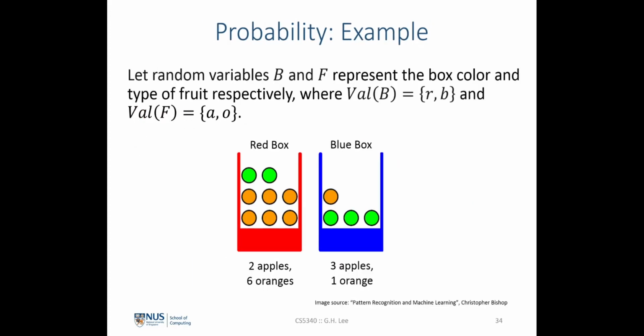Now let's look at a simple example to illustrate the use of the rules that we have seen earlier. Let the random variables b and f represent the box color and the fruit type. We are given two boxes, and we use b to represent the box color, which could be either a red box or a blue box. The type of fruit contained in the respective box is denoted by the random variable f, whose values could be apple, which we denote as small a, or orange, which we denote as small o.